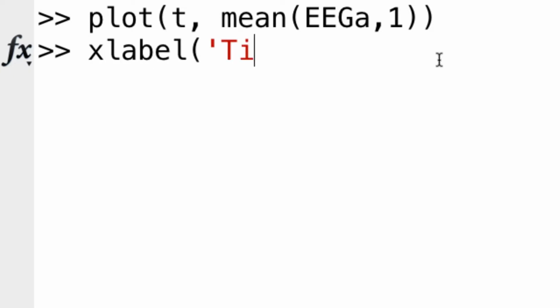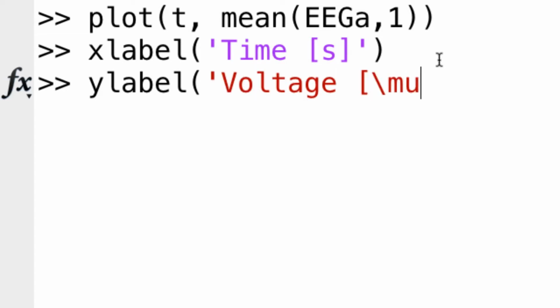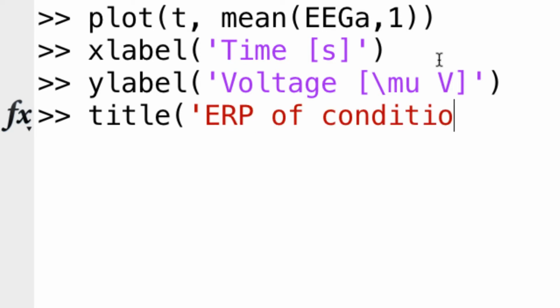Let's also label the x-axis as time in seconds, and the vertical axis as the voltage in microvolts. And let's give this plot a title, the evoked response potential, or ERP, of condition A.